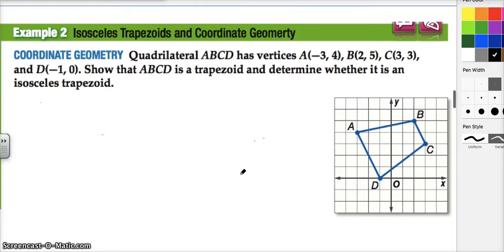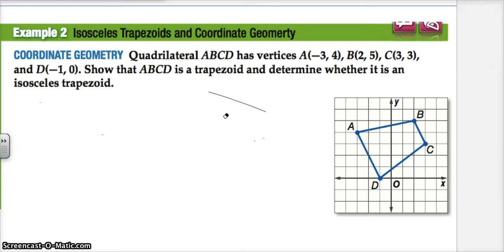Let's go ahead and take a look at this one. Isosceles trapezoid and coordinate geometry. So we have a quadrilateral ABCD, and here are the vertices. Show that ABCD is a trapezoid, and determine whether it is an isosceles trapezoid. So they didn't even tell us we have a trapezoid here. They just said we had a quadrilateral.